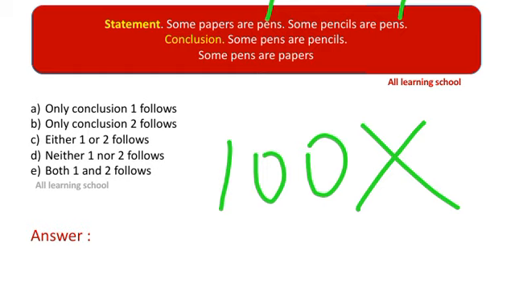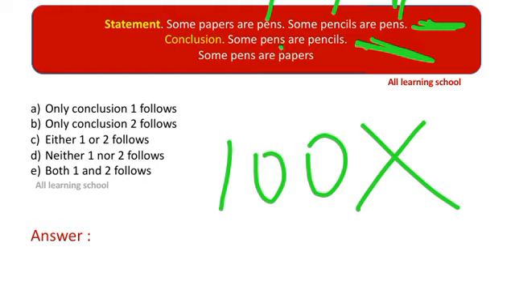When two statements cannot be merged, how do we solve these questions? We solve them by exception rule. Isn't there any case of exception? Look at the first statement, first conclusion. Some pens are pencils. Pens are present in second statement, pencils are present in second statement. So some pencils are pens, some pens are pencils. According to the exceptional rule, the first conclusion will be correct.